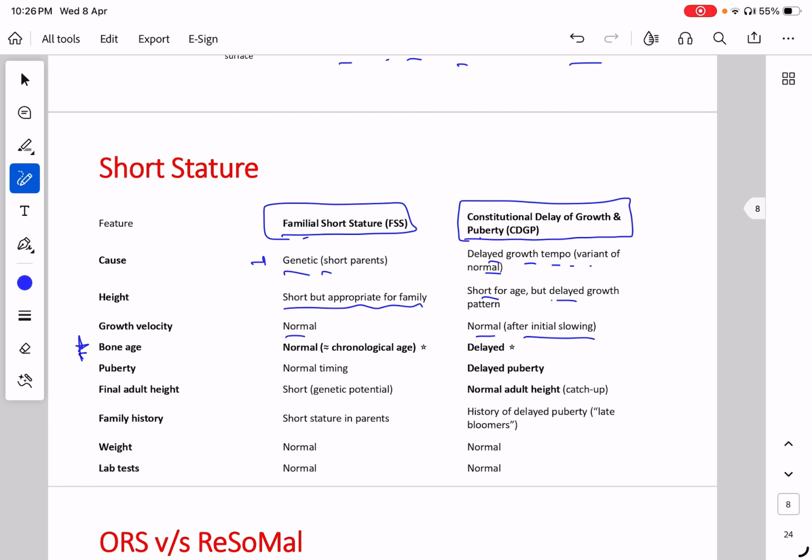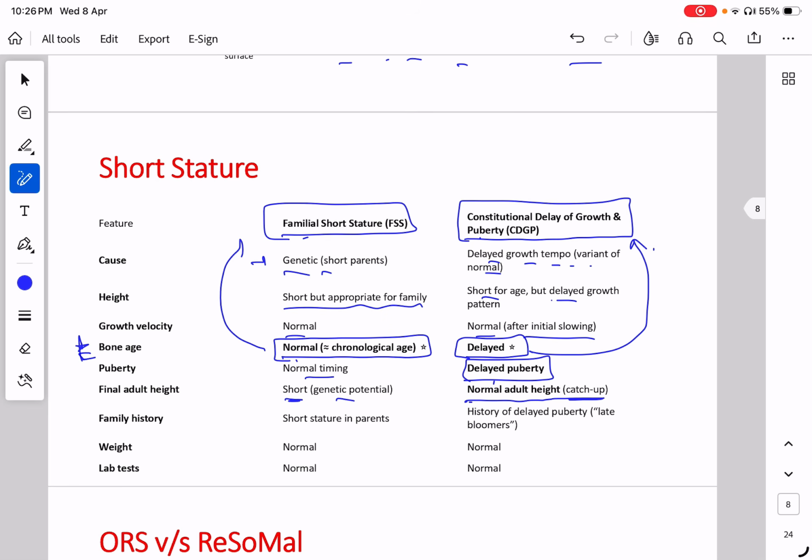Bone age, important for MCQs: it is normal, equal to the chronological age, in familial short stature, while the bone age is delayed in constitutional delay of growth. Puberty: normal timing in familial, delayed puberty in constitutional delay, as we have seen that growth is delayed. Final adult height is short in familial because it is due to the genetic potential of the parents. And final adult height is normal in constitutional delay because catch-up growth is seen later on. Family history: parents are short in familial, while a history of delayed puberty may be seen in constitutional delay, so they are known as late bloomers. Weight is normal in both, and lab tests are normal in both cases.